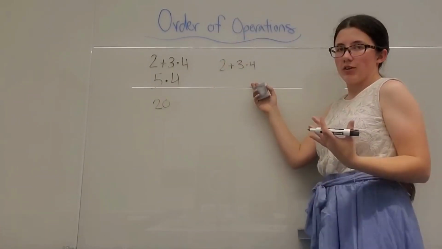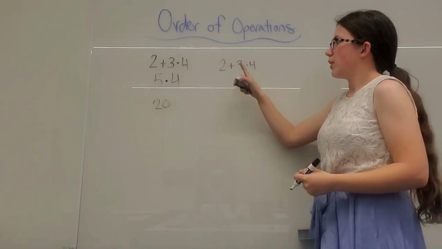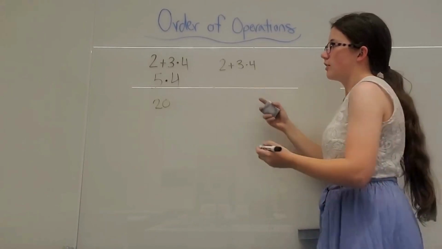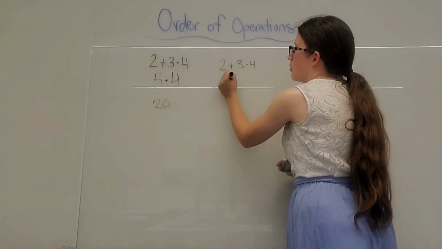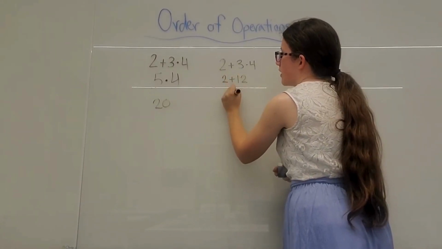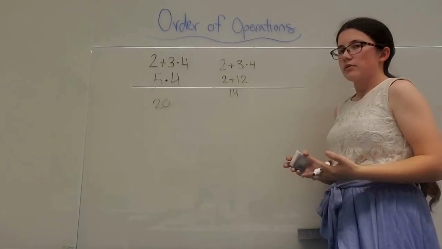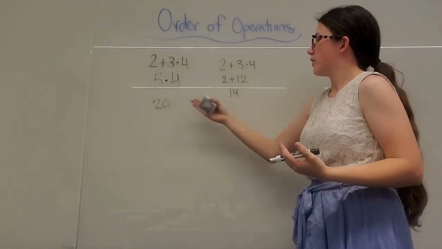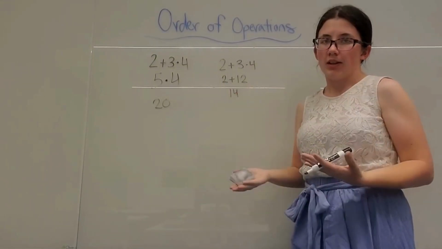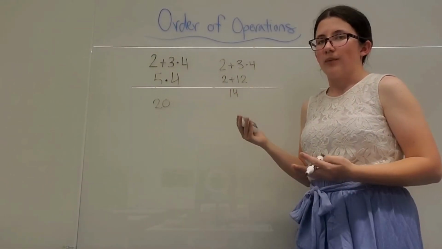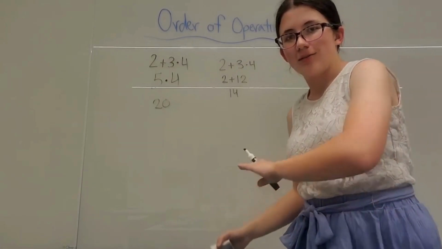This one, we're going to do the correct way. So if we do it that way, we're going to be starting with our multiplication. So we're going to have a 2 plus 12 equals 14. So as you can see, by doing it 2 different ways, we're going to get 2 different answers. So, how do we do it? Well, let me show you.